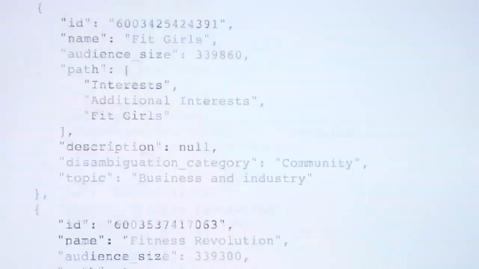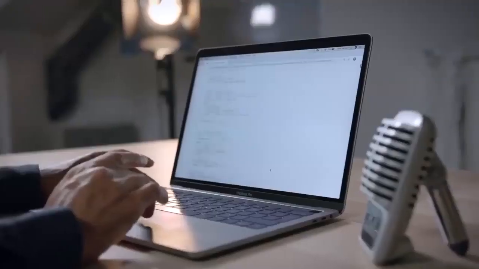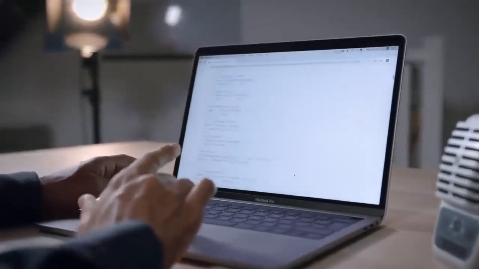This is output from the Facebook marketing API, and these are hundreds of hidden interests you can target with Facebook ads, without your competition knowing they exist.